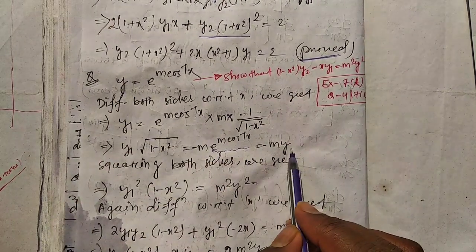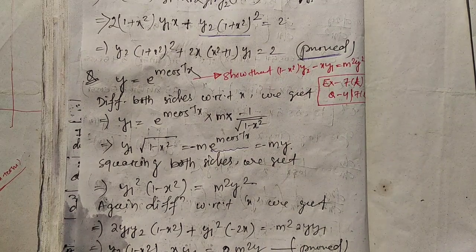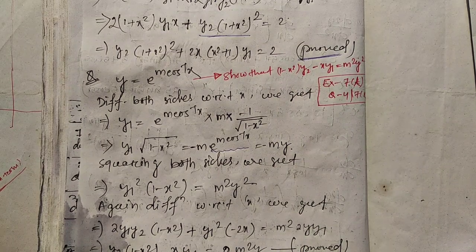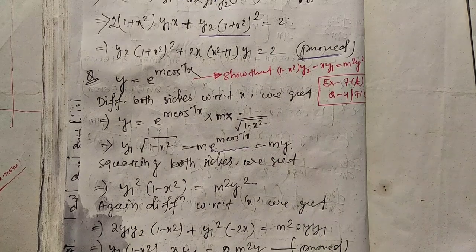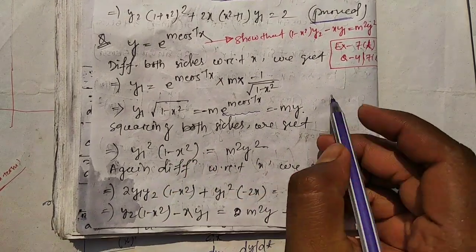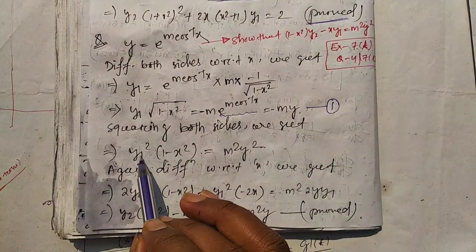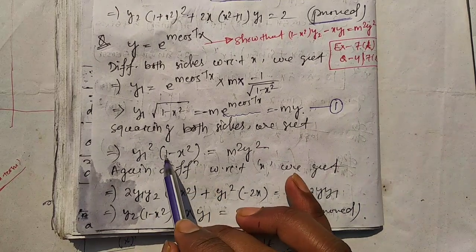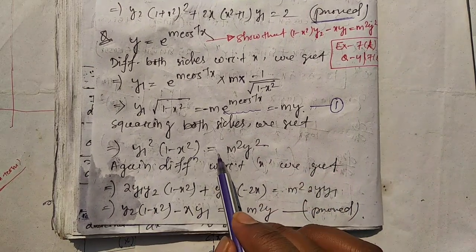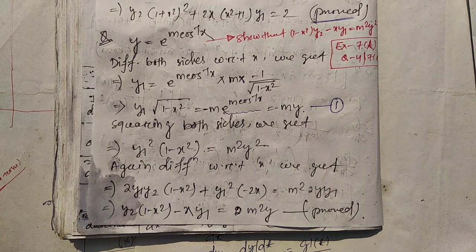Put here, because in the final answer there is no e to the power m cos inverse x term, that's why back substitute. Then again squaring this equation 1, we are getting y1 square whole into 1 minus x square is equal to m square y square. Okay, now differentiate again with respect to x.